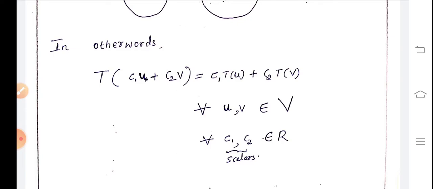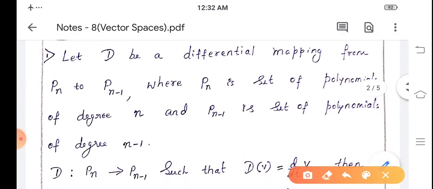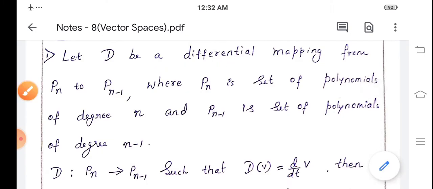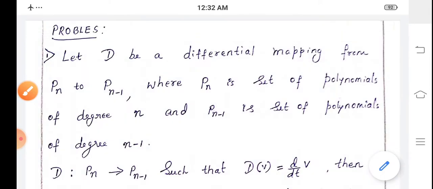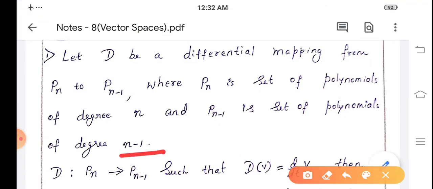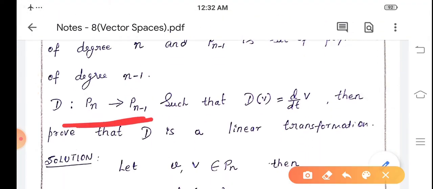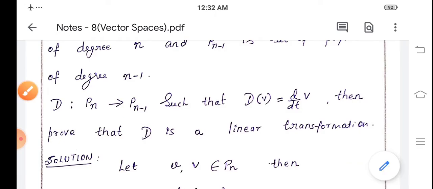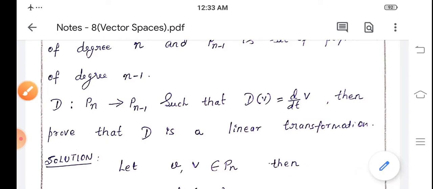To understand this linear transformation, we will solve few problems. First question is, question number 1, let D be a differential mapping from Pn to Pn minus 1, where Pn is the set of all polynomials of degree n and Pn minus 1 is a set of all polynomials of degree n minus 1. D is defined such that D of V equal to d by dt of V. Then prove that D is a linear transformation.